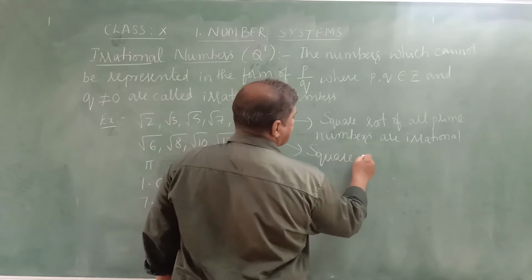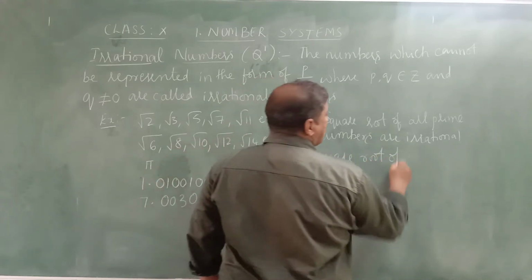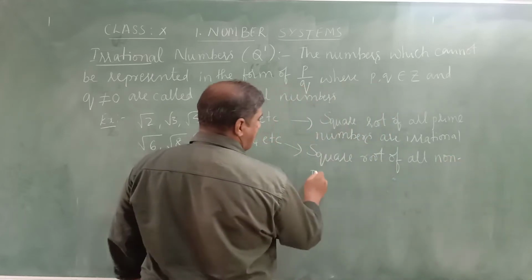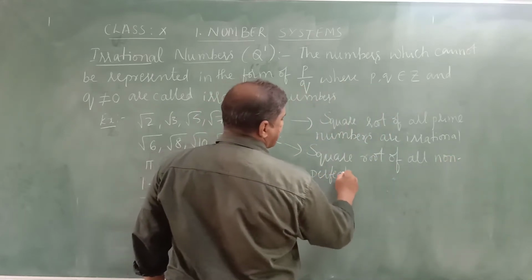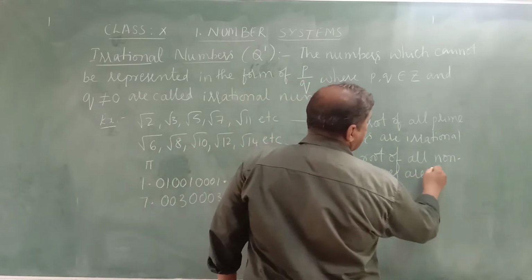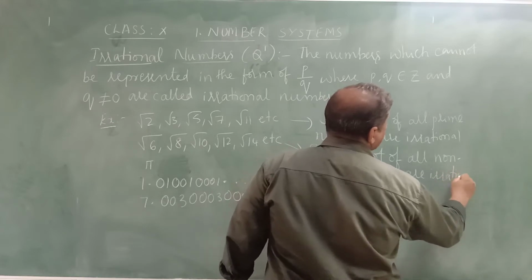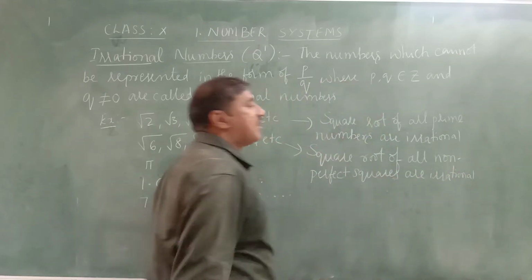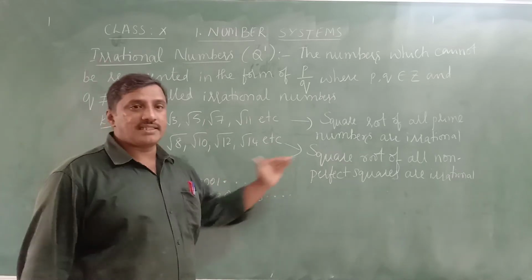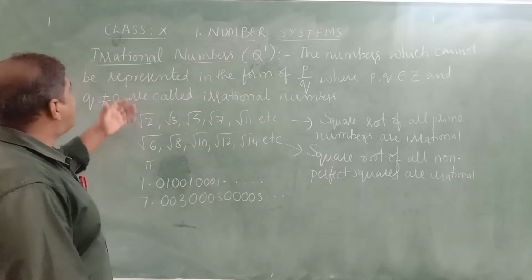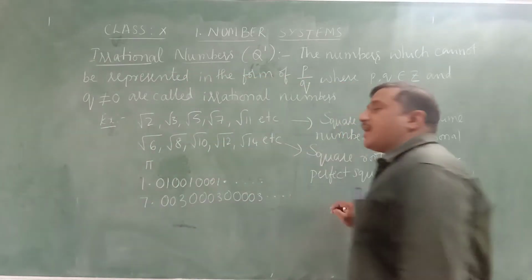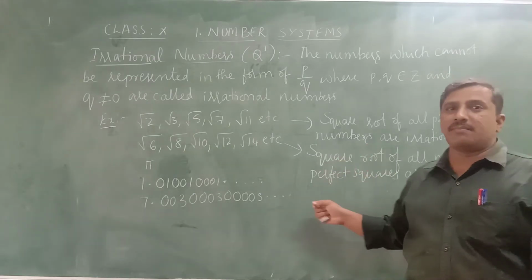are irrational. So remember these points. The decimal expansion we will discuss in the next concept. All these are irrational numbers, and irrational numbers can also be represented on the number line.